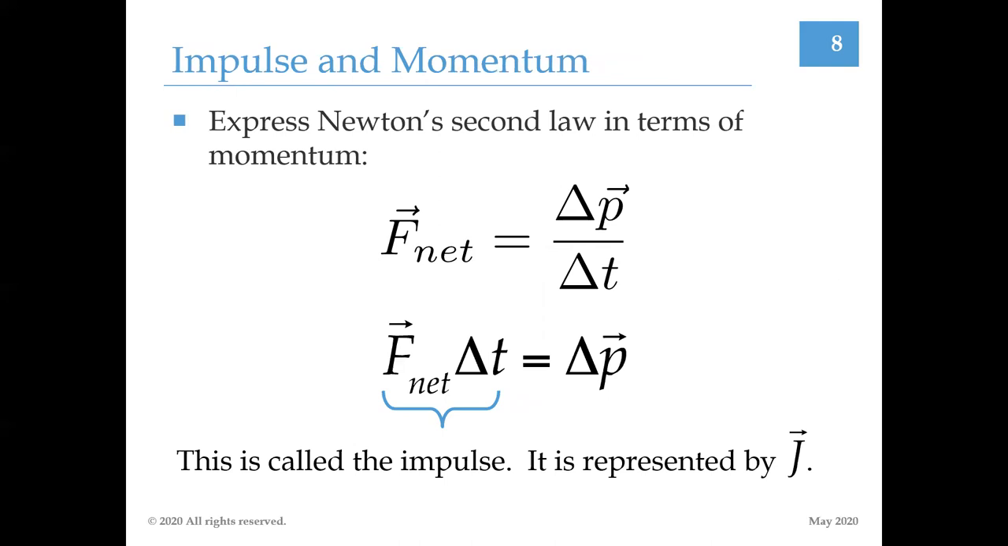So, impulse and momentum. Now we want to express Newton's second law in terms of momentum, continuing. The F net times the delta t is called the impulse. We represent that by the symbol J. Again, it is a vector because force is a vector. If we multiply a vector times a scalar, we're still going to have a vector. All we did to get to this situation is we started with F net equals delta p over delta t and multiplied both sides by delta t, so that we now have F net times delta t is equal to delta momentum. Again, this is called impulse, and it is a vector, so we need to make sure that we keep track of direction.